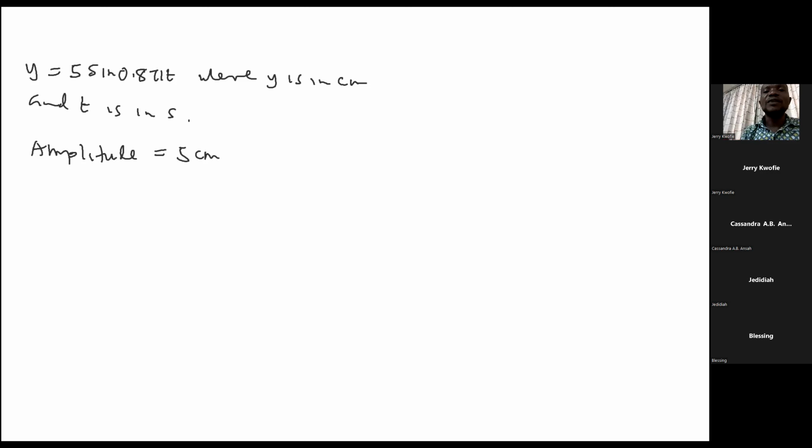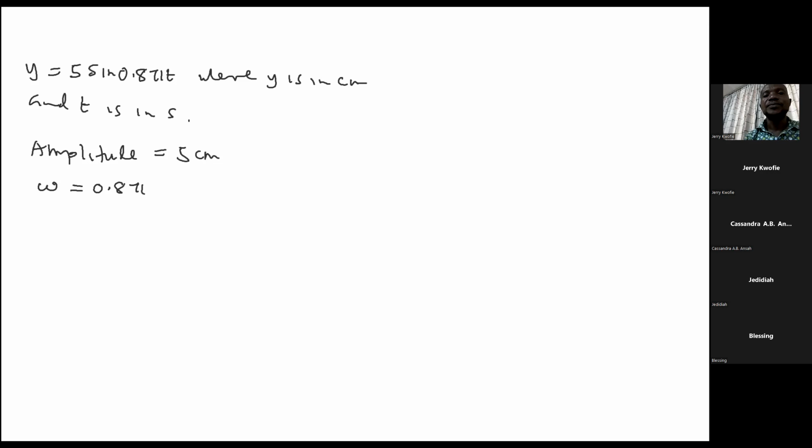Yes, the period is 1 over the frequency. But we do not have the frequency currently. So what do we do? We have omega to be equal to 0.8 pi. Okay. What do we do next?